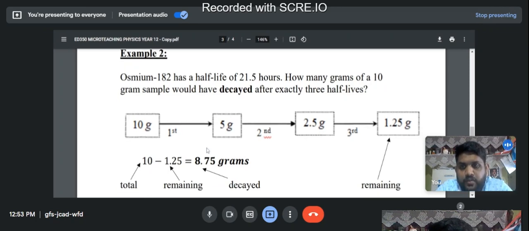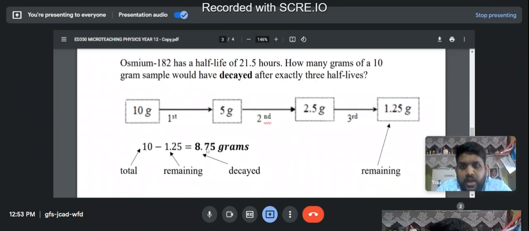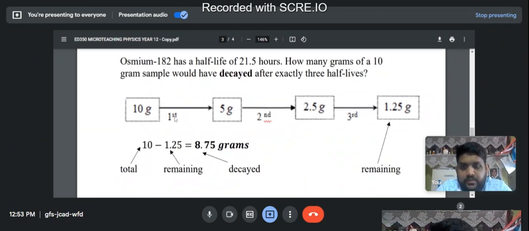Now, so far, in our questions we are looking at how much will be remaining. For example, if you make a flow chart of this kind, we'll start with 10 grams. From 10, half of 10 will be 5. Half of 5 will be 2.5. Half of 2.5 will be 1.25.